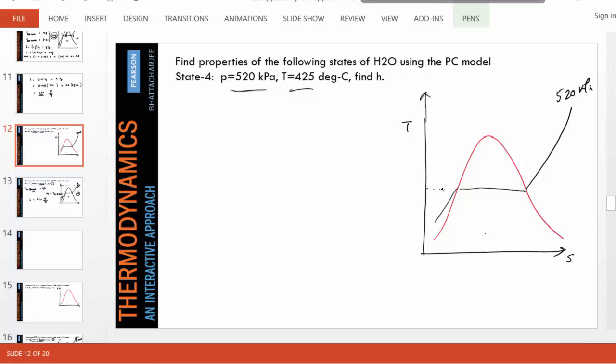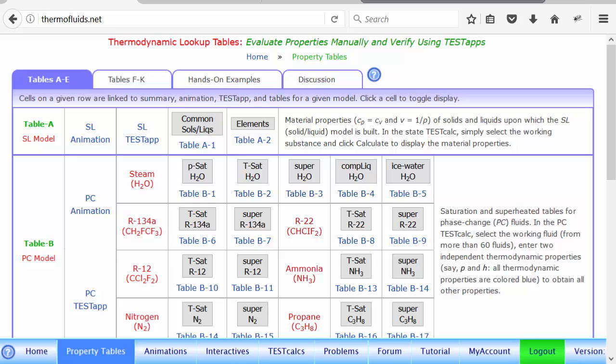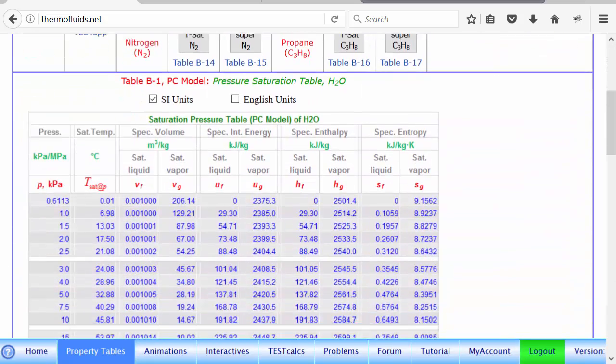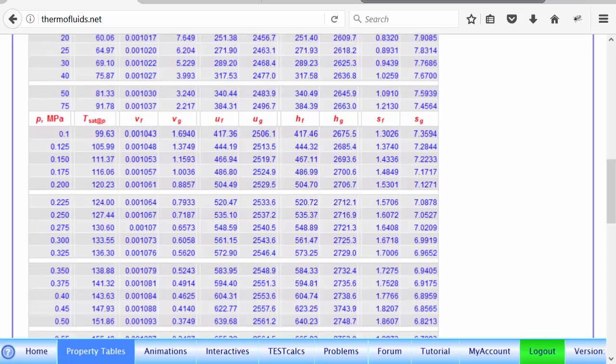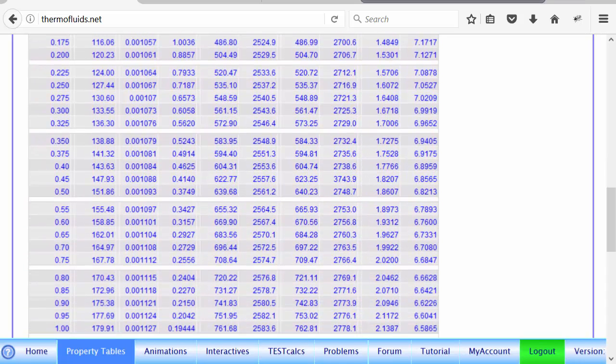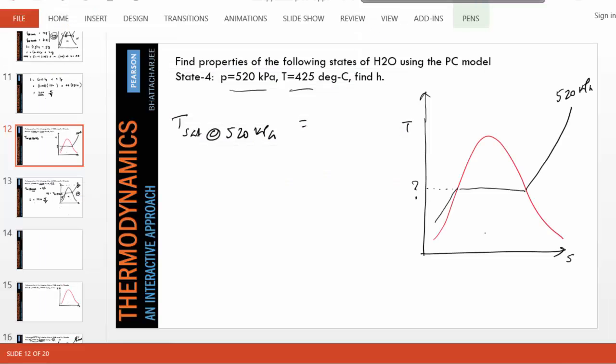So notice that we have a good handle on this temperature. What is this temperature? This must be TSAT at 520 kPa, which we can get from the table. If you open the pressure saturation table, 520 kPa, we've been going to the same place over and over. So at 520 kPa, we can eyeball the saturation temperature, the boiling temperature, which is about 151, 155, I'll say 153 degrees Celsius.